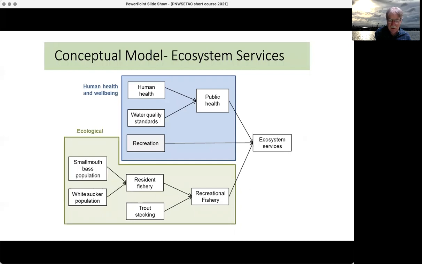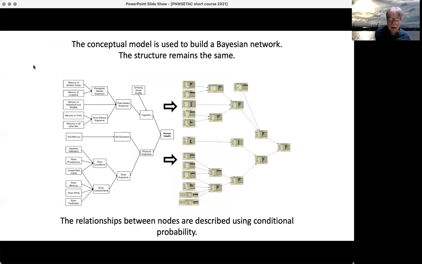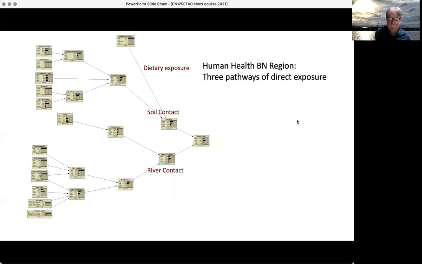And from this, we build part of our Bayesian networks: the human health and well-being pathways, human health, public health, recreation, ecological. The species that we're looking at are smallmouth bass and white sucker. People do use them, the residents fish for them. Also, these are used by subsistence fisheries as well. The trout are stocked, actually. Very different kind of pathway, and that's what composes the recreational fishery. So we have our complete conceptual model feeding into the Bayesian network.